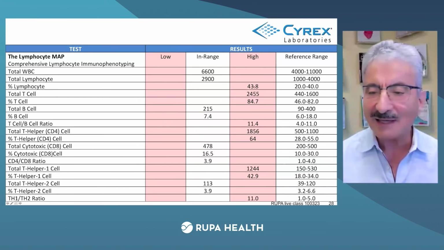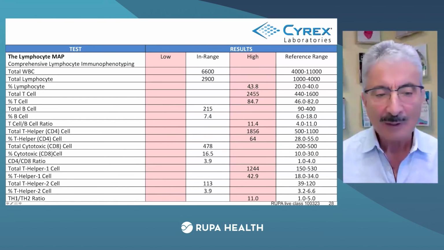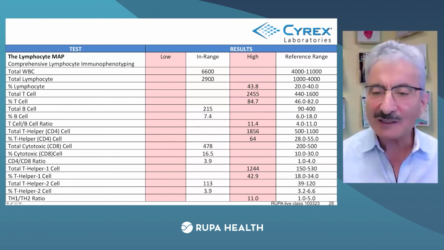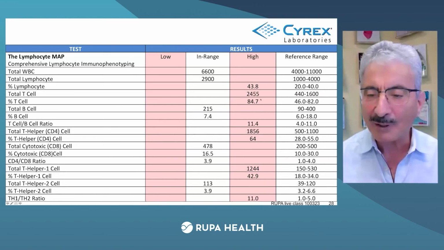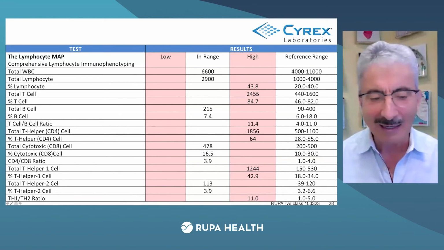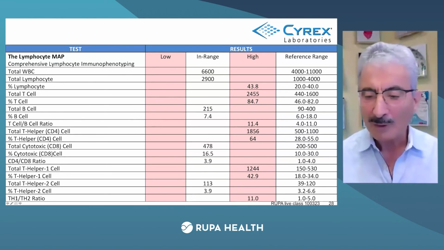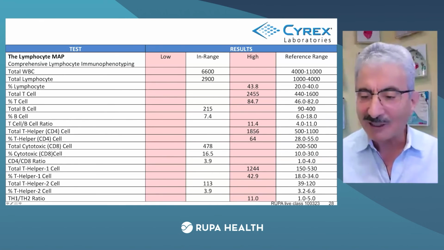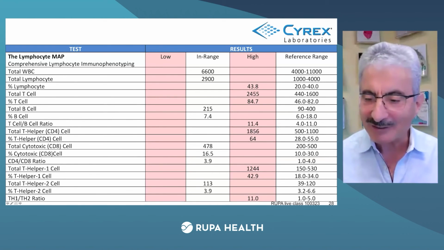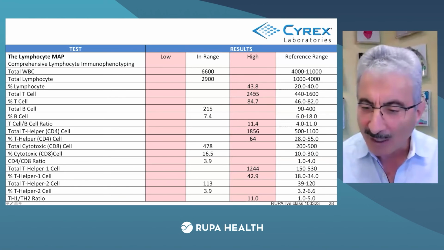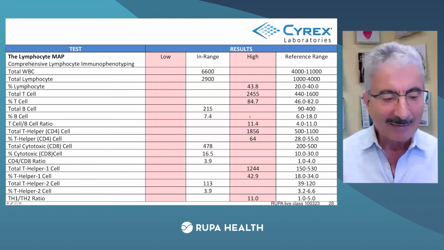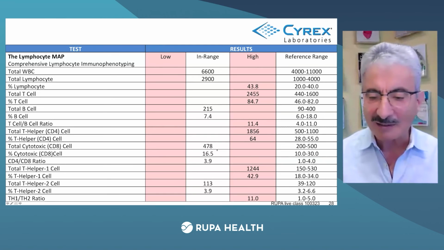So because in this case the percentage of lymphocytes is high, the patient has a relatively high number of lymphocytes, and that may have affected the number of T cells, which are elevated here. The T and B cell ratio is high. The CD4 cells are elevated, which also depends on the number of T cells. And the number of cytotoxic T cells is within the normal range.